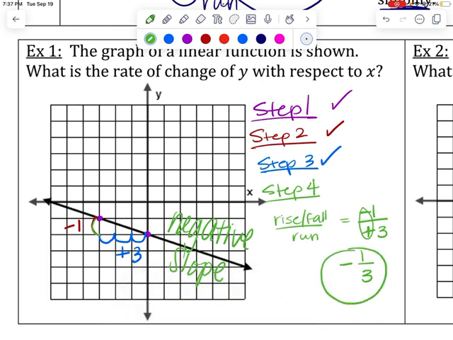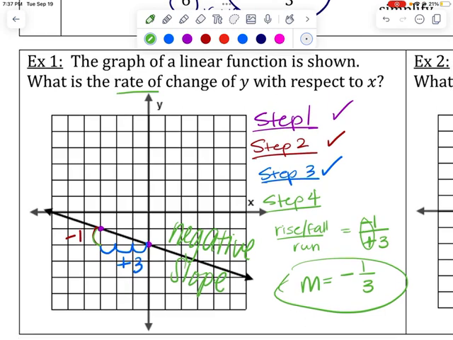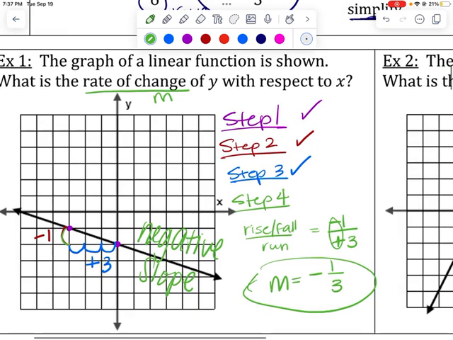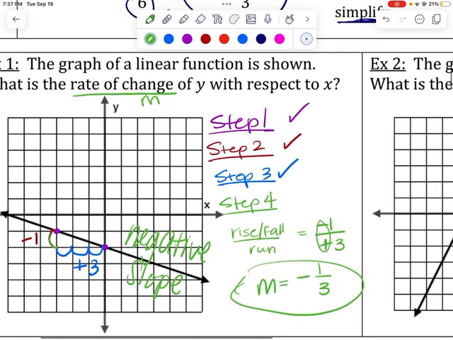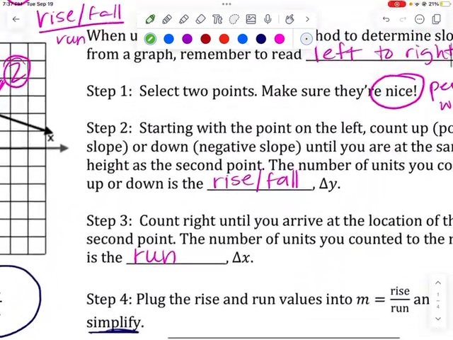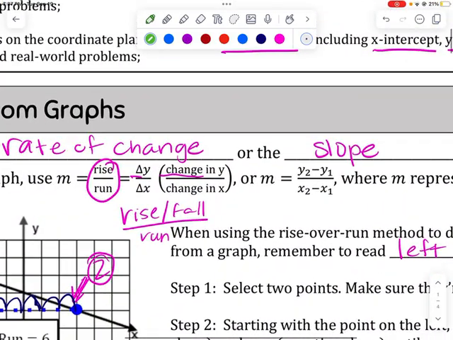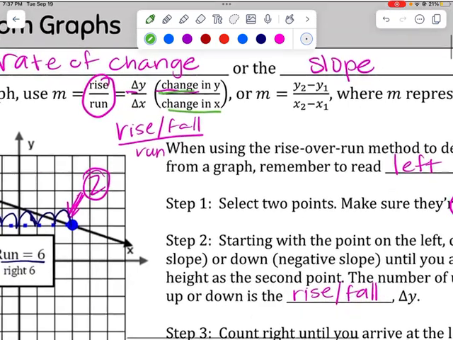So there is my slope, and I want to say m is the same thing as slope. M equals -1 over 3. It's asking me for a rate of change. Rate of change is slope of y with respect to x. So how is y changing as x changes? And that's what this whole thing is, right? Change in y with respect to change in x.